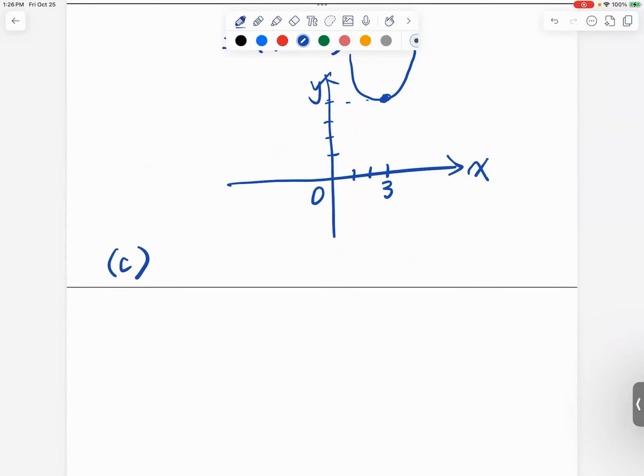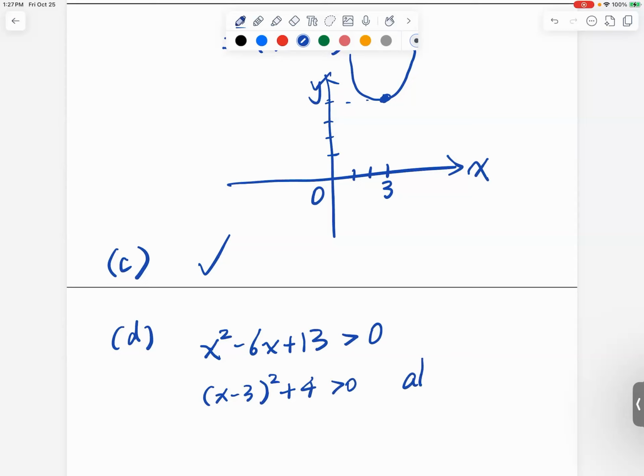Now, let's look at part C. Explain how your graph from part B can be used to explain why the inequality has no solutions. Well, everything is above, so there's no solution. We already did that. Part D, what real values of x satisfy x squared minus 6x plus 13 bigger than 0? The other side, right? So this is always true, right? All real numbers. Okay, R stands for all real numbers.